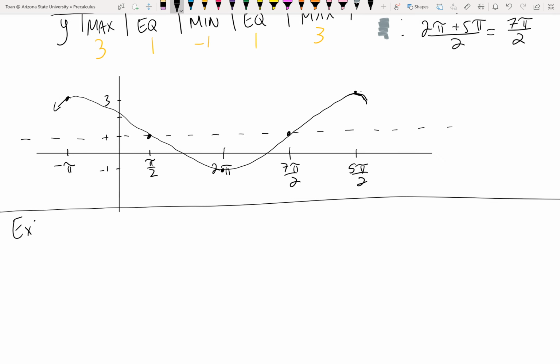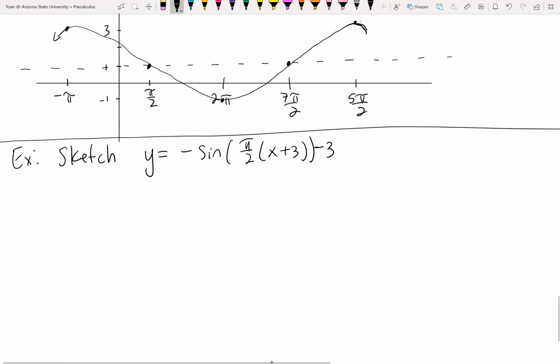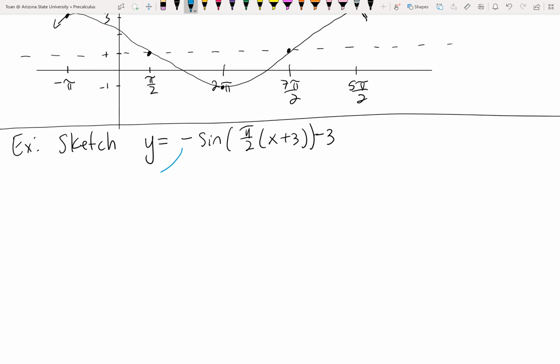So here, I want to sketch y equals negative sine of pi halves x plus 3, minus 3. So let's go ahead and identify the pieces. We have an amplitude of 1, but it's going to be flipped as well. We have a principal axis of y equals negative 3.